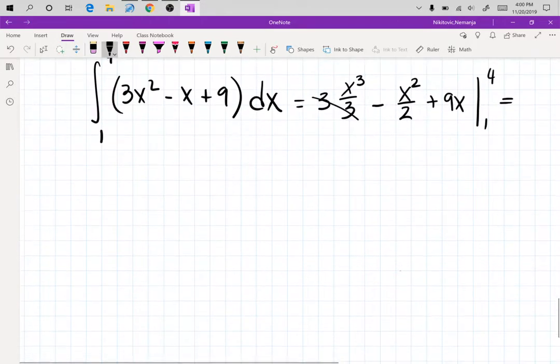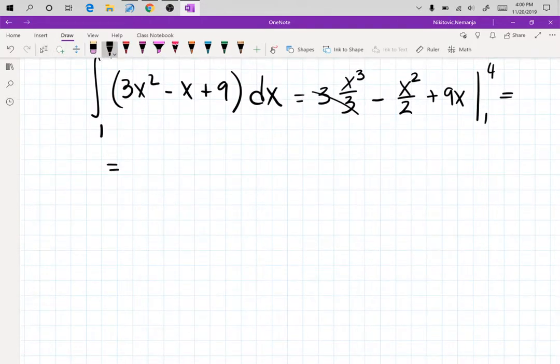What's happening? We have now x cubed minus x squared over 2 plus 9x, and instead of plus c, we have this vertical line, which is read as computed at 1 and 4. That's the way you read this line.